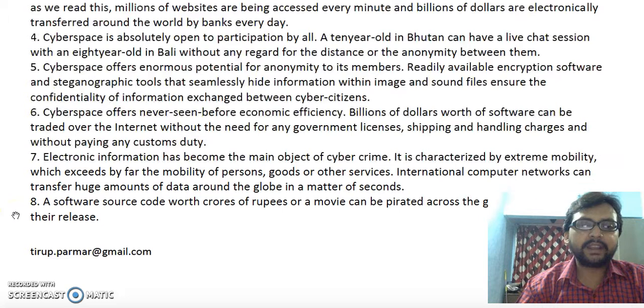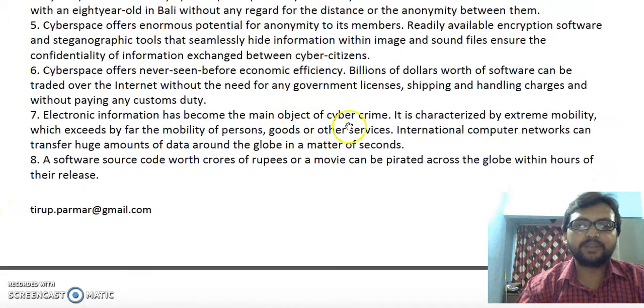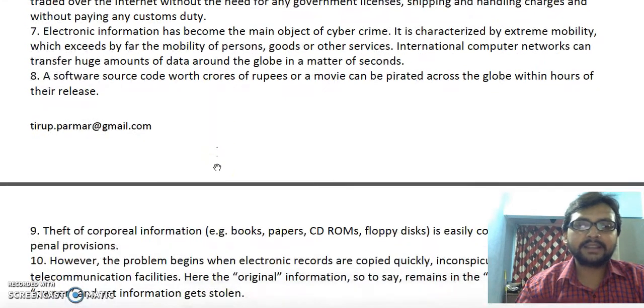And electronic information has become the main object of cybercrime in today's time. It is categorized by extreme mobility, which exceeds by far the mobility of a person. So it is very, very difficult to handle all these things. Now, other things are self-explanatory.